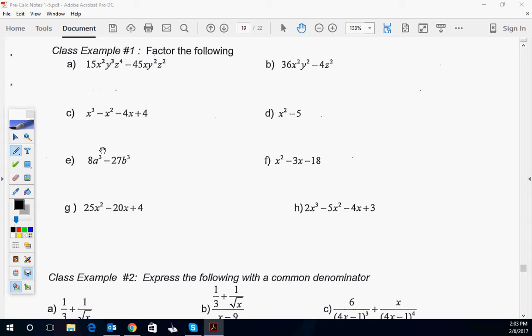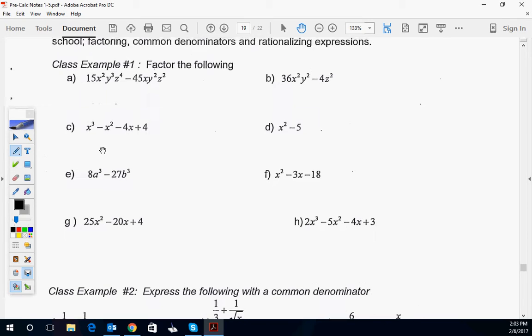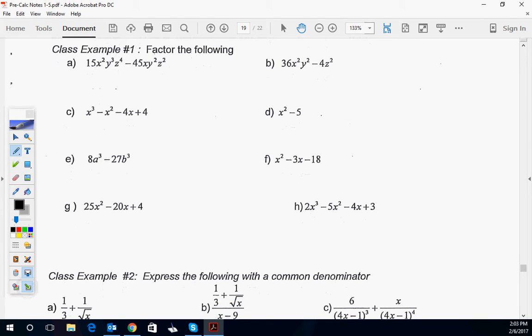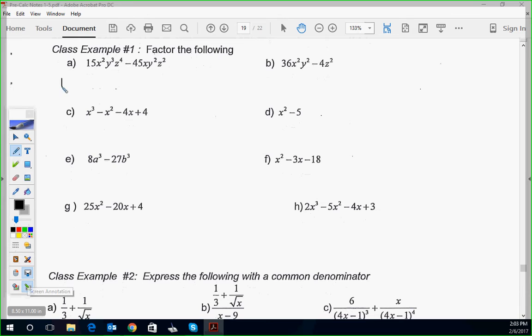So you look at the numbers. What do the numbers have in common? They have the 15. Okay? The x squared and the x have an x in common. Y cubed and y squared have a y squared in common. Z4 and z squared. So that's what you can pull out.